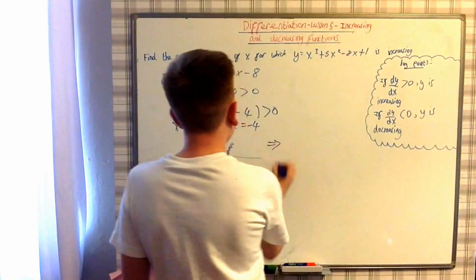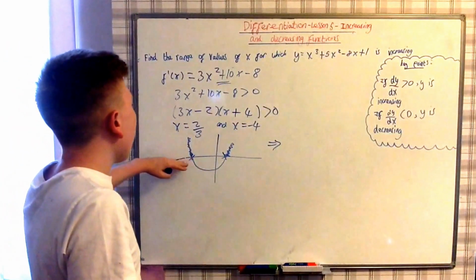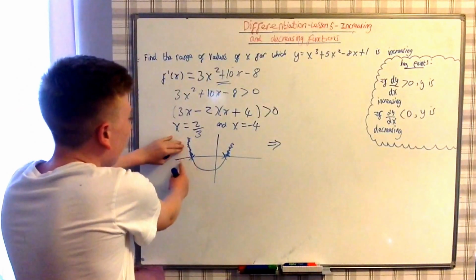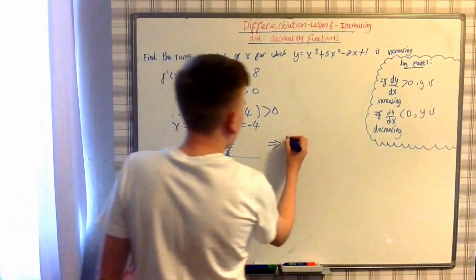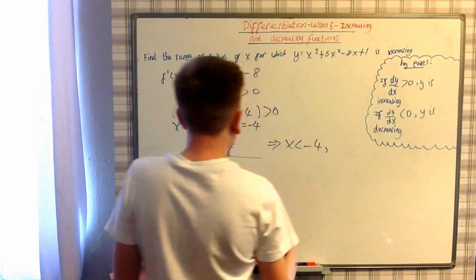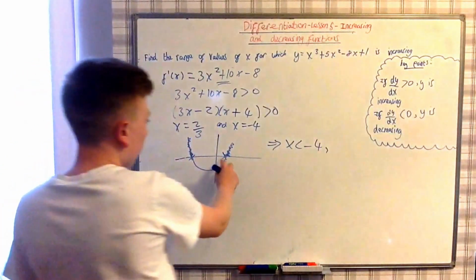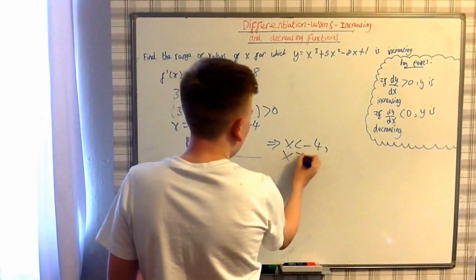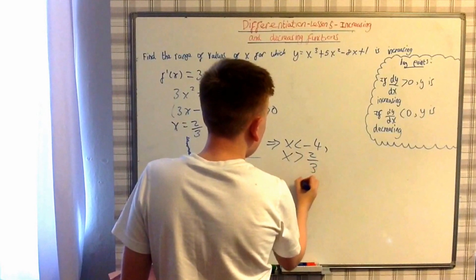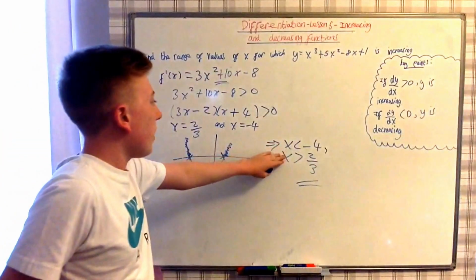So we can see by looking at this graph, if this is the point minus 4, then y is increasing when x is less than minus 4. And y is increasing when x is greater than 2/3. So that's it guys, they're the answers to this question.